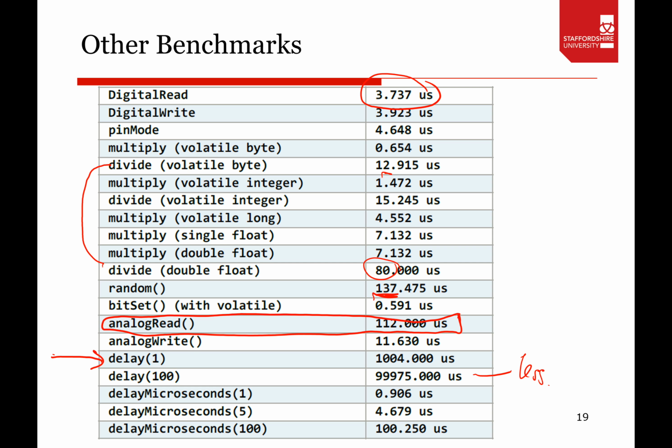The delay in microseconds of 1 gives just under 1 microsecond, 0.906, and a delay of 5 microseconds again gives a delay of less. So basically what we're showing here is the delays are not accurate, not when using Arduino IDE built-in library functions.